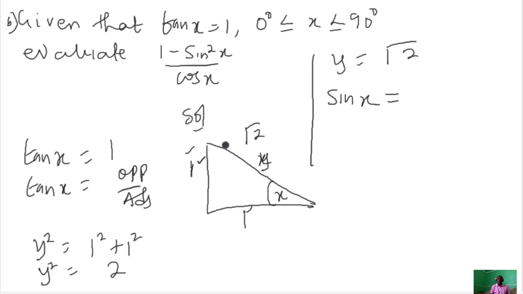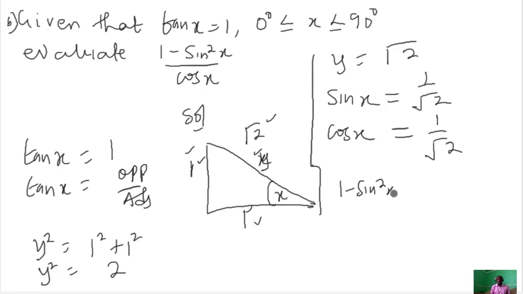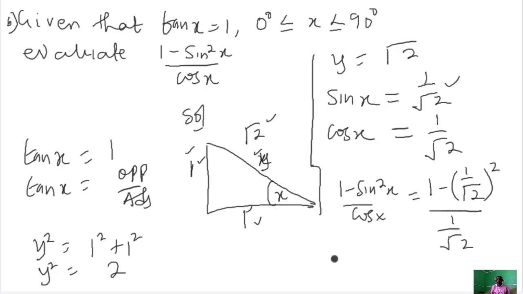Therefore sine x, sine is opposite over hypotenuse, so it will be 1 over root 2. Then cos x is adjacent over hypotenuse, which is also 1 over root 2. So we are now to solve the question which states that we should find 1 minus sine square x over cos x, which is equal to 1 minus sine x is this. So it will be 1 over root of 2 square all over cos x, which is 1 over root 2. So we will get 1 minus 1 over 2 over 1 over root 2. Good.